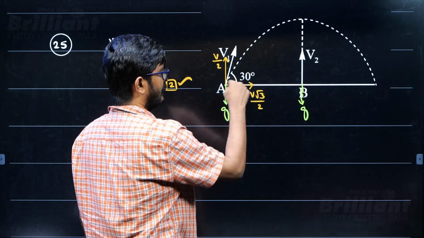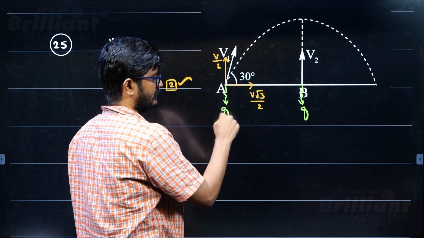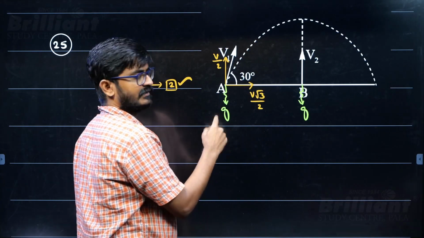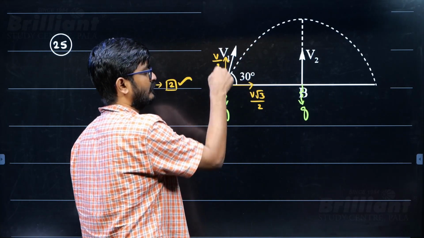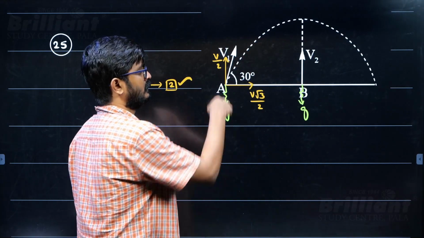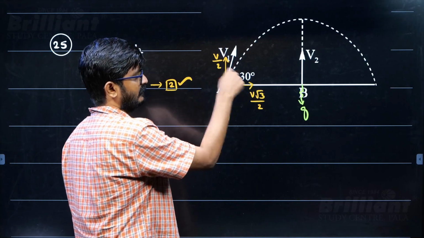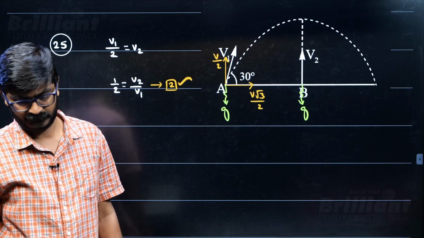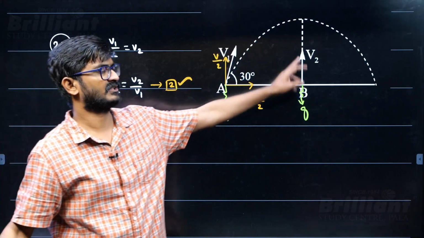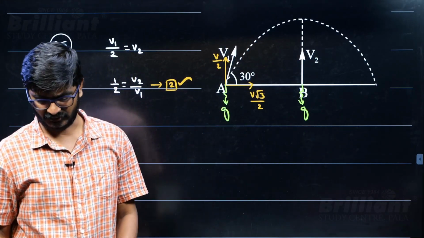Now when I sit on this one, I will be feeling an extra velocity v2. But if they are colliding, it must be directly coming and hitting. So the meaning is this v1 by 2 must be balanced by v2. v1 by 2 must be balanced by v2. Right? Or else I can say their vertical components must be the same. No matter how you do it.